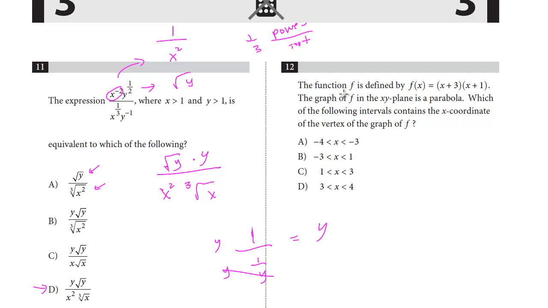Question 12. The function f of x is defined as x plus 3 times the quantity x plus 1. The graph of f in the xy plane is a parabola. Which of the following intervals contains the x coordinate of the vertex of graph f? This is a common question. This is a nonlinear equation. It's a parabola. How do we find the vertex? It depends on what form is given.